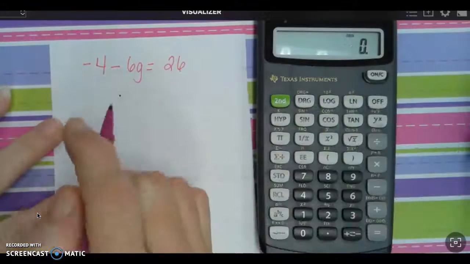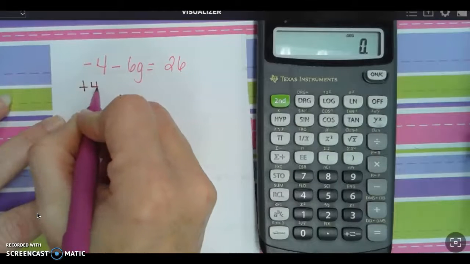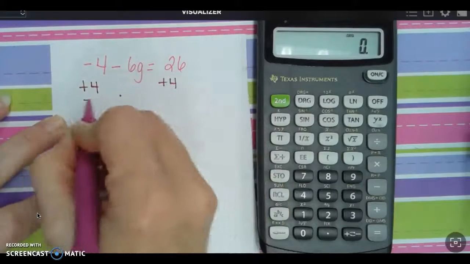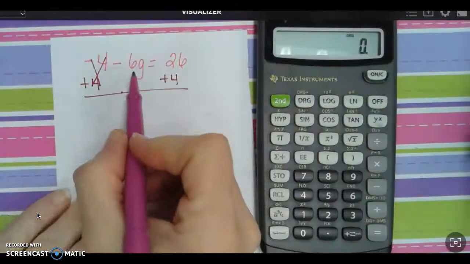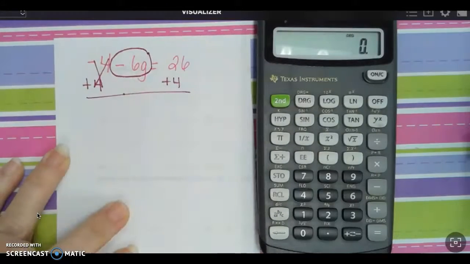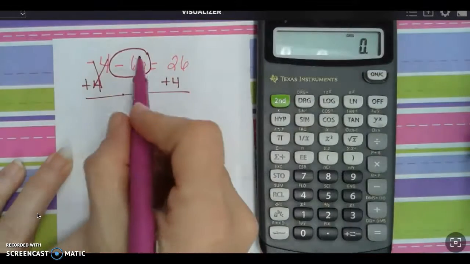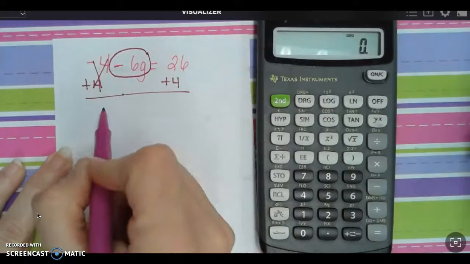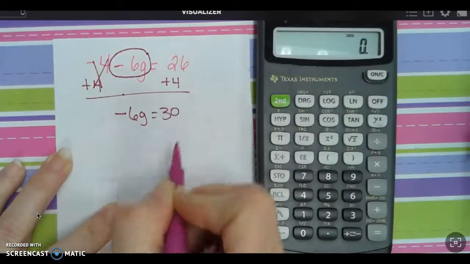Okay, this time we've got to deal with that negative 4. So when we deal with a negative 4, we need to add 4. That cancels out. Now here's where a lot of people mess up. That's not just a 6g, that is a negative 6g. If you want to do that whole keep, change, and it's plus a negative or whatever, but we need to make sure we're paying attention. That negative goes with that 6. So we got negative 6g equals 30.